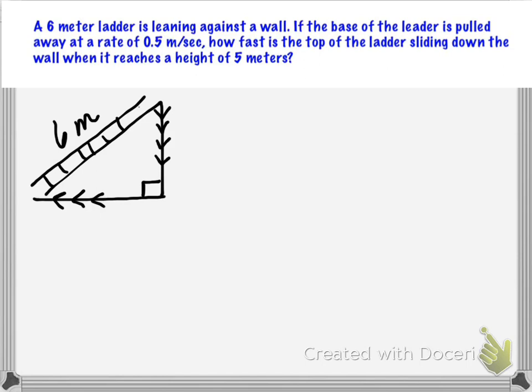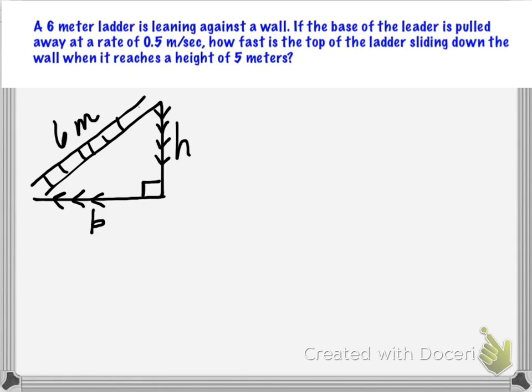The distance between the base of the ladder and the wall, as well as the distance between the top of the ladder and the ground. So we need to go ahead and label both of those quantities with variables since they are changing. And it does not matter what letter names you choose. You can use X and Y. Some people like to use B for base and H for height. It is entirely up to you.